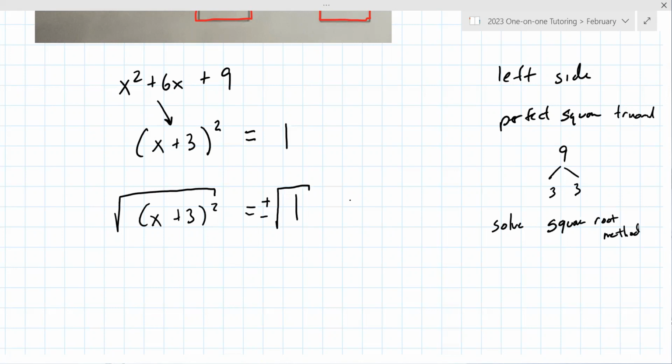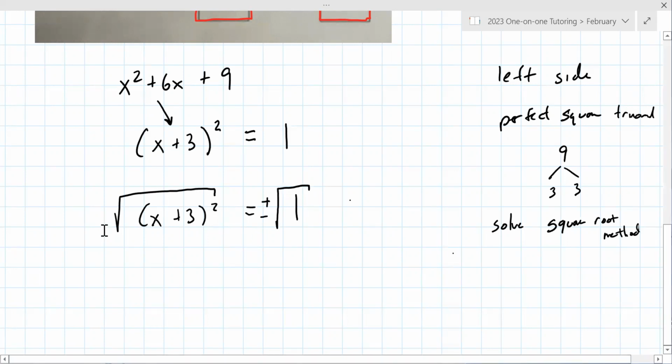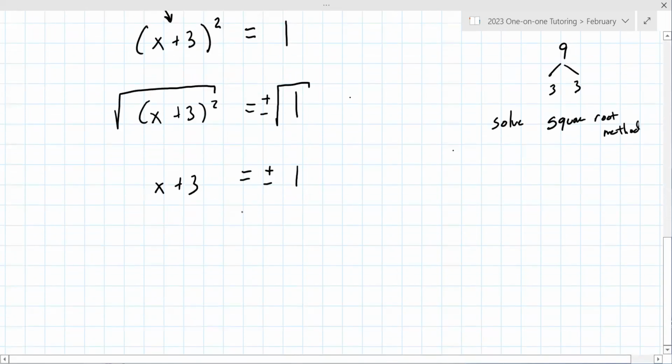I think I remember that. Something kind of familiar. Now on the left, the square root undoes the square, meaning the only thing left over is the x plus 3, and you don't show it in parentheses. You just completely leave it out. Equals, what is the square root of 1? 1. Okay.